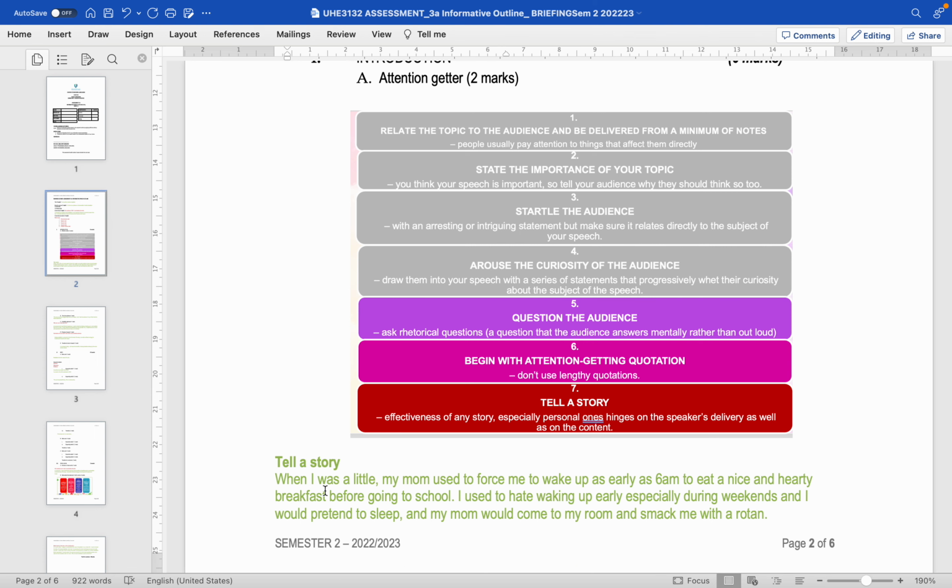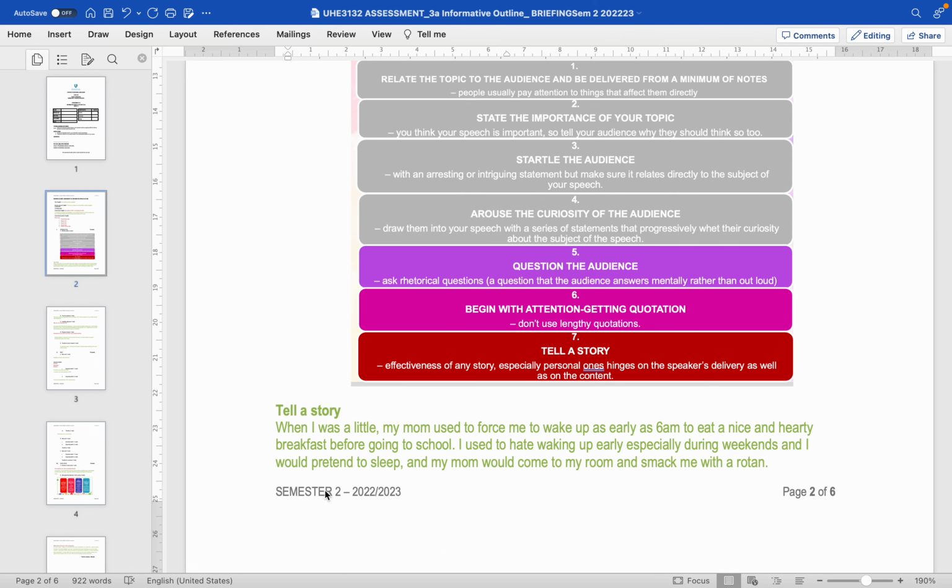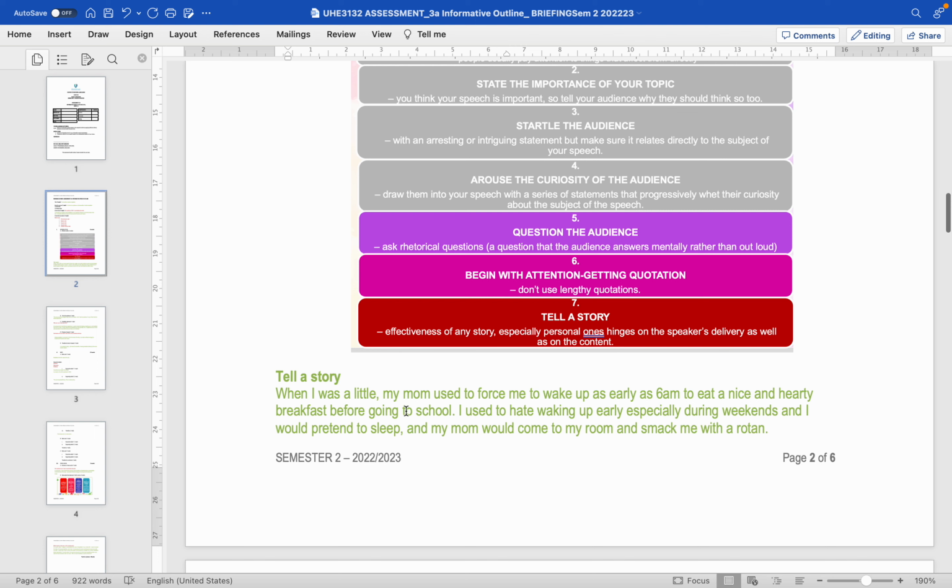The outline should be written like it is your script. Okay, so here I'm using the technique tell a story. So how would I say it during the presentation? Your actual script has to be written over here. It has to be your script. You cannot say, I will use tell a story for my attention getter. No, it has to be the script, how you're going to say it in your presentation.